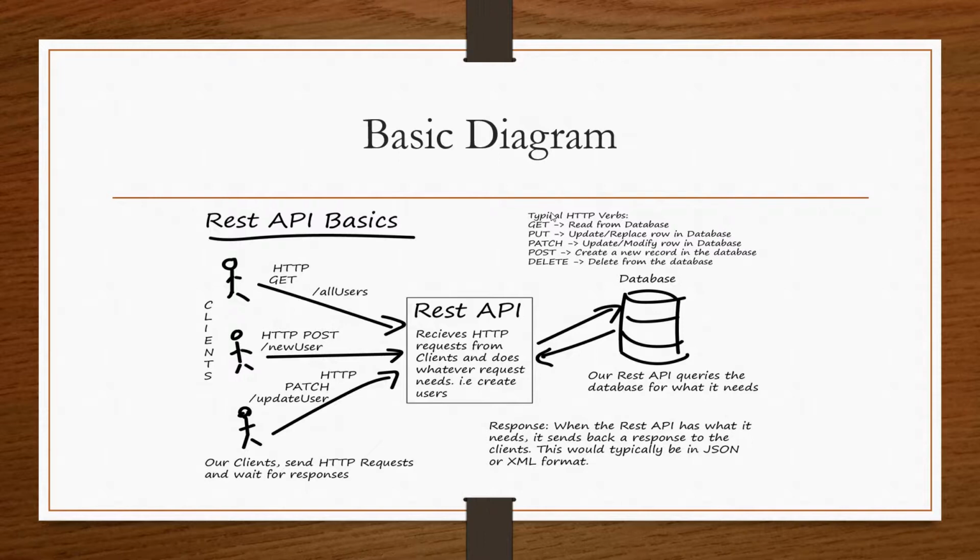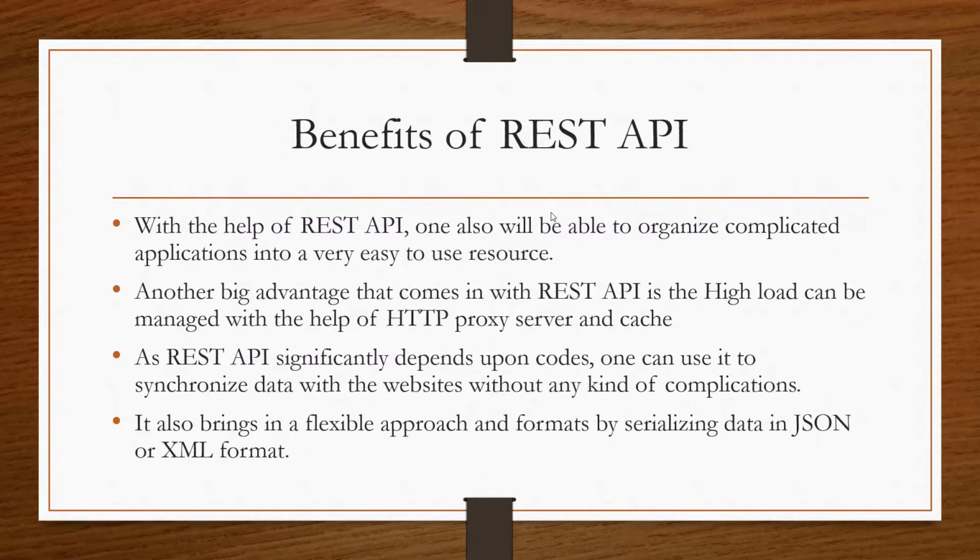Okay. All right. So let's understand some of the benefits of REST API. With the help of REST API, one will be able to organize a complicated application into very easy to use resources. Another big advantage of REST API is that high load can be managed with the help of HTTP proxy servers and caching. As REST API significantly depends upon caching, one can use it to synchronize data with websites without any kind of complication.